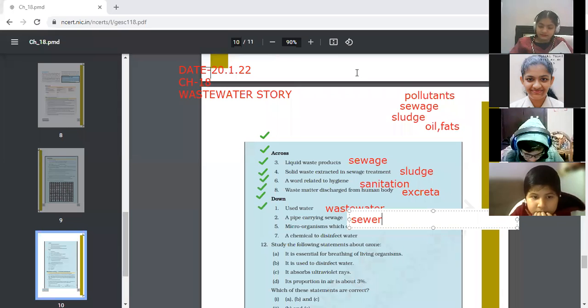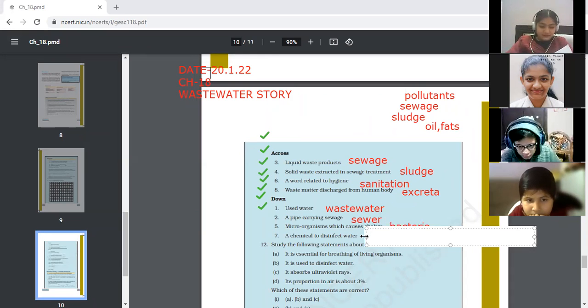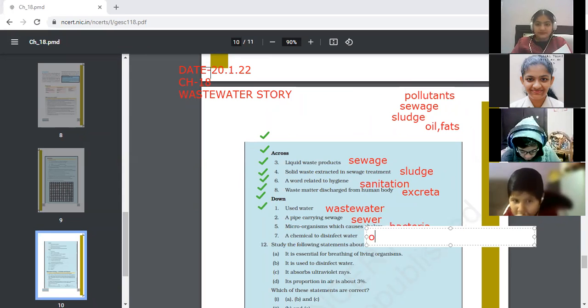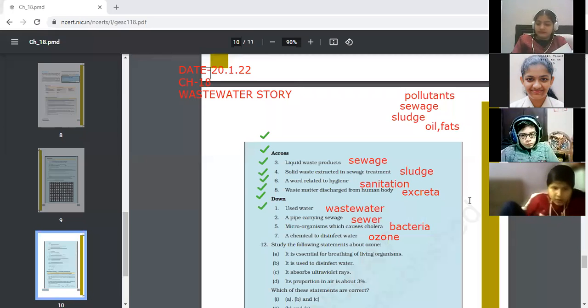Check the spelling of sewer once. Ma'am, it is correct. Okay. Microorganism which causes cholera. Bacteria. Next, chemical to disinfect water. Ozone. Done? Yes, ma'am. So kindly fill all the words in the crossword puzzle. Those who are not able to understand, kindly do it quickly. After that, one or two MCQs are there. Kindly fill it, children. I'm waiting. Fill in all these words in the crossword puzzle.